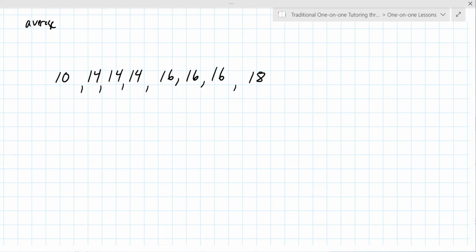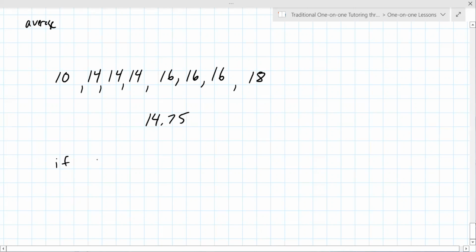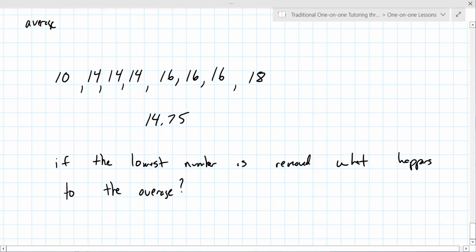Did you add those numbers? Okay, yeah. $14.75. Okay. So this is my question to you. If the lowest number is removed, what happens to the average? What happens to the average? Like let's say it's gone. It decreases. The average decreases.